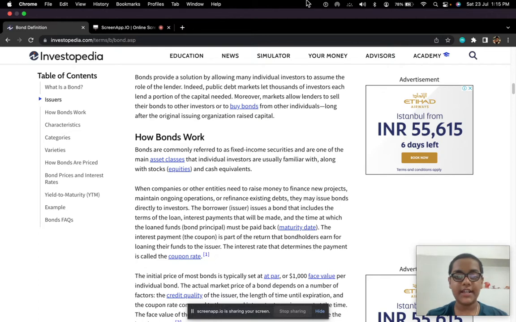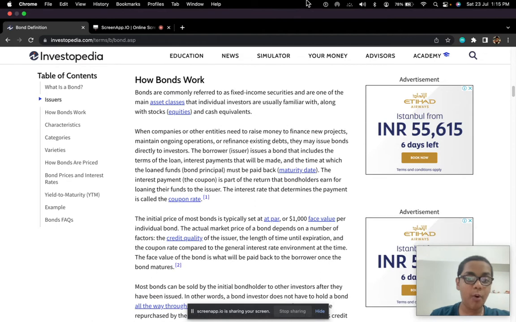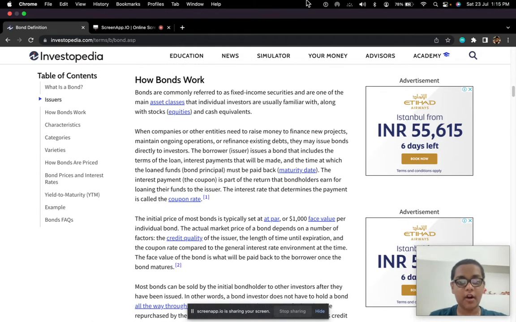Long after the originally issuing organization raised capital, how bonds work. Bonds are commonly referred to as fixed income securities and are one of the main asset classes individual investors are usually familiar with, along with stocks, equities, and cash equivalents. When companies or other entities need to raise money to finance new projects, maintain ongoing operations, or refinance existing debts, they may issue bonds directly to investors.